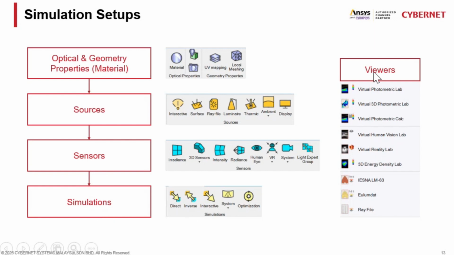After we run the simulation, of course, we have the results. When we want to view the results, we can directly open them from the structure tree, or we can open the viewer and open the simulation result. All the supported result types are the photometric and also the human vision. And the virtual reality result is used for AR and VR.